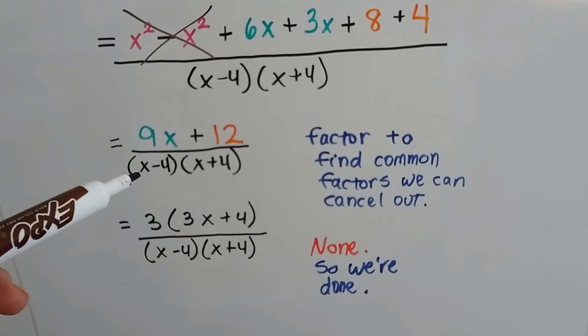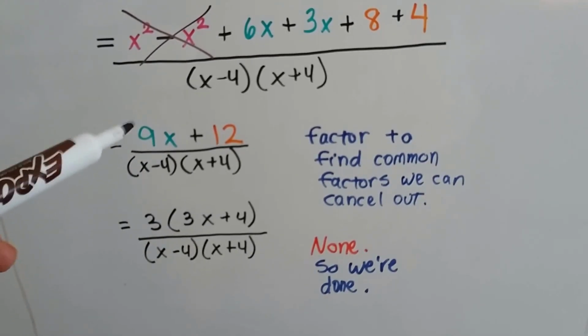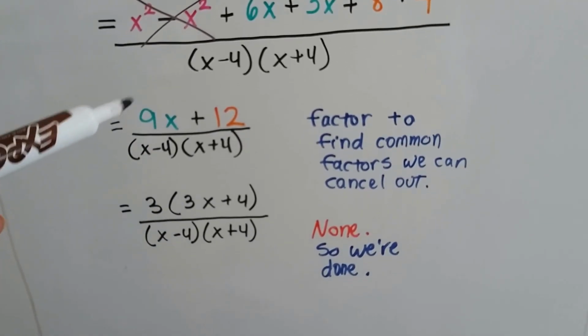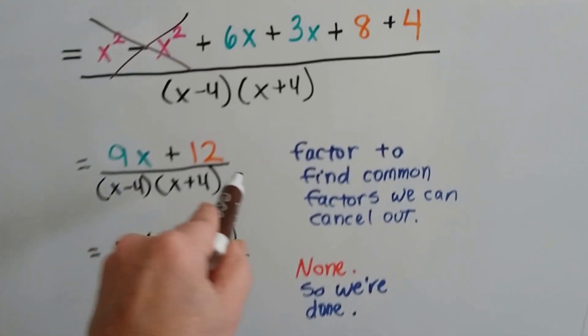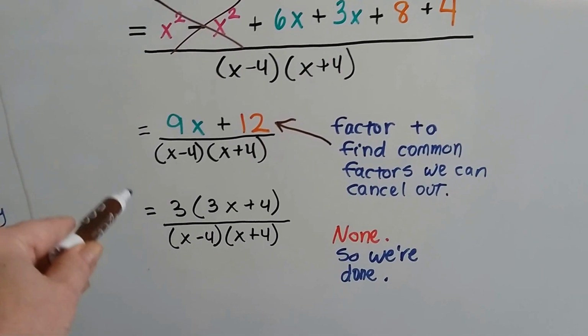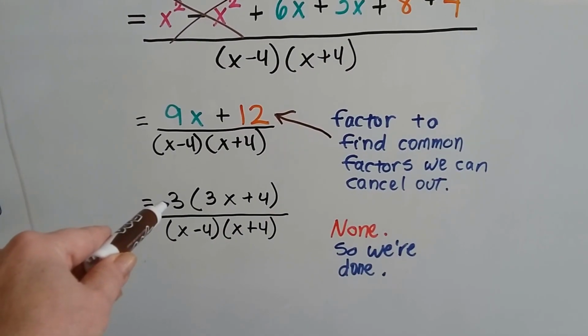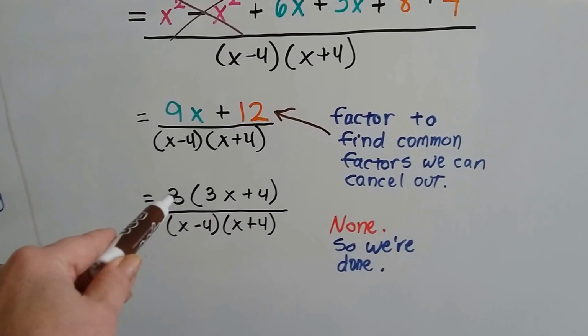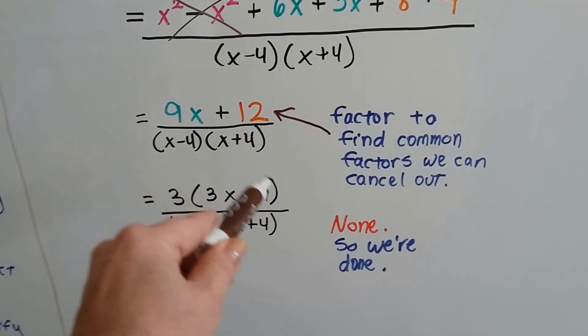Now we just need to factor this to find common factors that we can cancel out. So we need to factor this binomial, 9x plus 12, all right? And it factors out to 3 times 3x plus 4, see? That would be the 9x. 3 times 4 is 12.